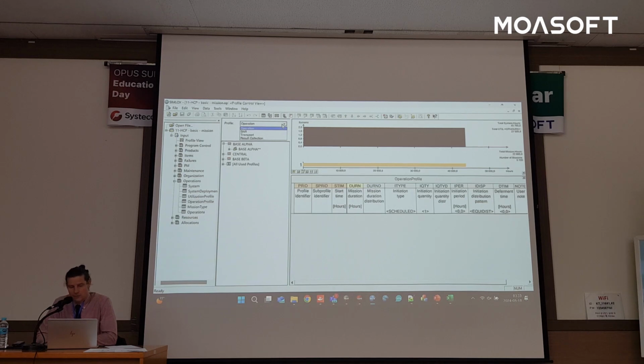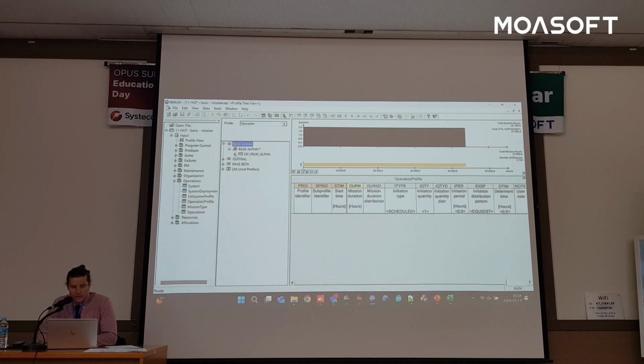And there are some other things that can vary over time as well. But now we look at the operation. Here you see our stations in the model. We have the alpha station and the beta station where we have deployments. There are no deployments at the central. Here we can also drill down and see what those profiles look like.